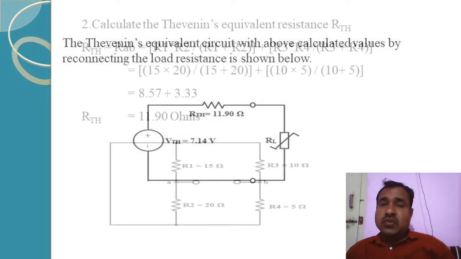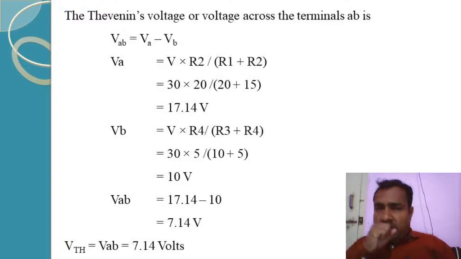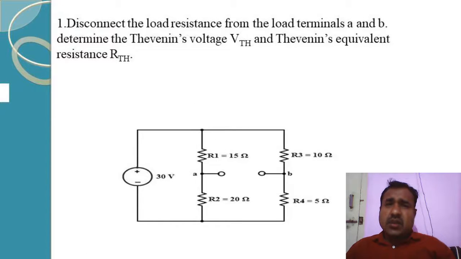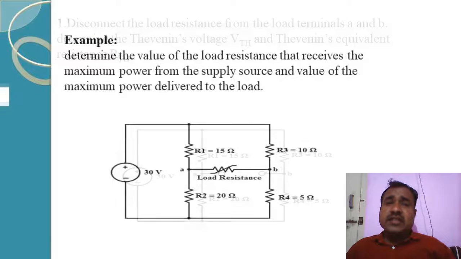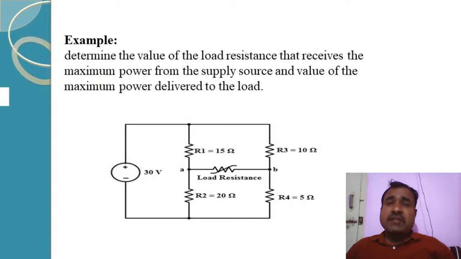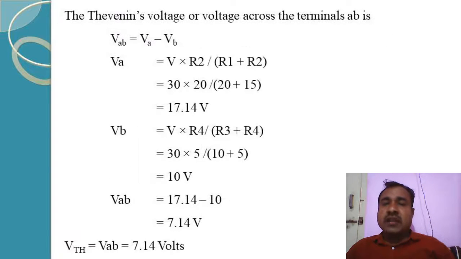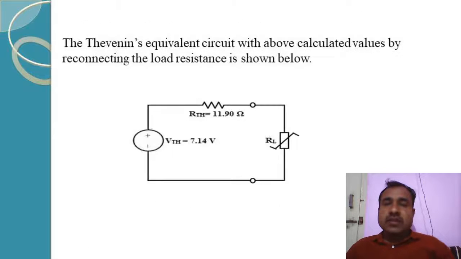Now the question was to find the load resistance to which the maximum power is delivered and also the value of maximum power. So we need to find out what is RL. To deliver maximum power to this load, what is the condition? RTH should be equal to RL. Then only the maximum power is delivered. So that means RL is equal to 11.90.